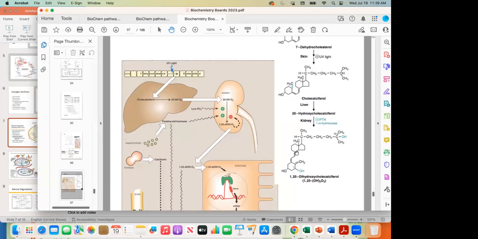What does that mean? A lot of ways for our body to not do it well, right? We have to have healthy skin. We have to have healthy liver. We need to have healthy kidneys to do this pathway appropriately. Low amounts of phosphate and circulating parathyroid hormone is going to increase the process from 25-hydroxy to 1,25-dihydroxy. This is going to also exert some negative feedback.